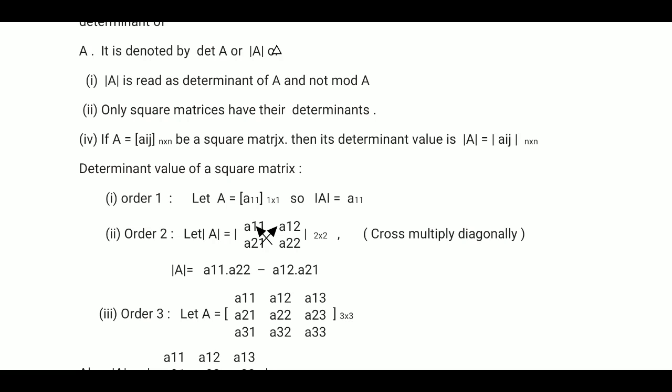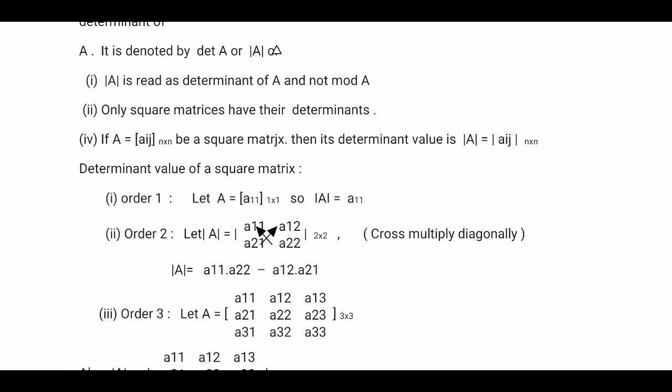Suppose there is a square matrix of order 1. It means it has only one element, one row and one column element A11. So, its determinant value will be A11, the value of the element.